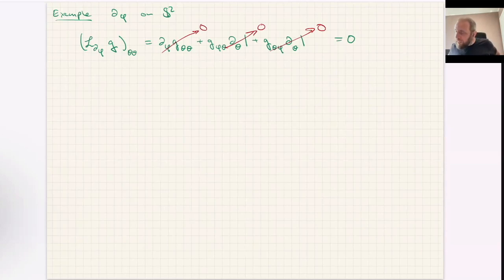And then you can do the same for the remaining components. So the components that you need to check are theta theta, phi phi, theta phi, and then the metric is symmetric, so you don't really need to check the phi theta component separately. So I'm going to leave that as an exercise to check the other components, but as you can see, this component works as well.